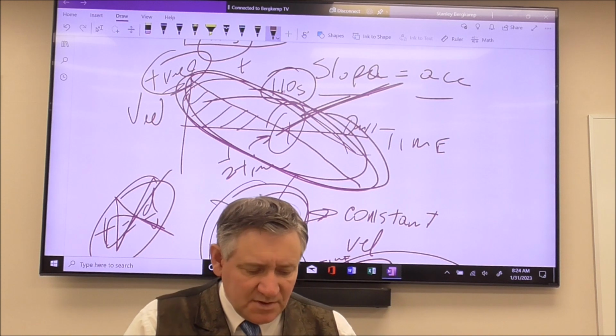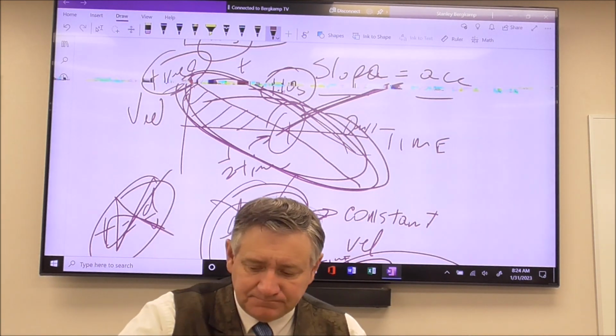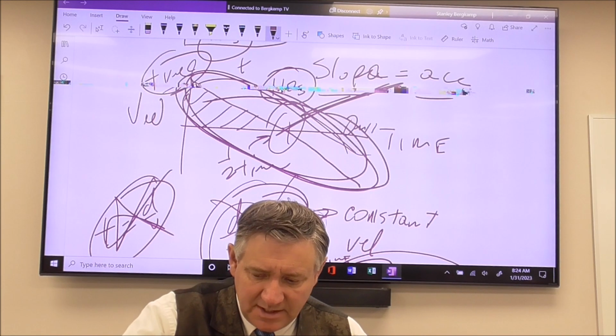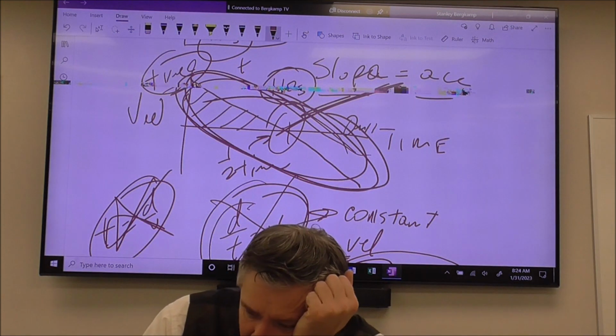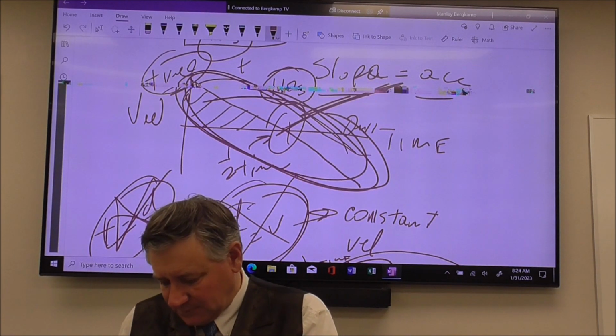Now, one of the things you're going to have to draw is what we call a motion diagram. And I'm going to tell you how I want this to play out. So over here on page 3.